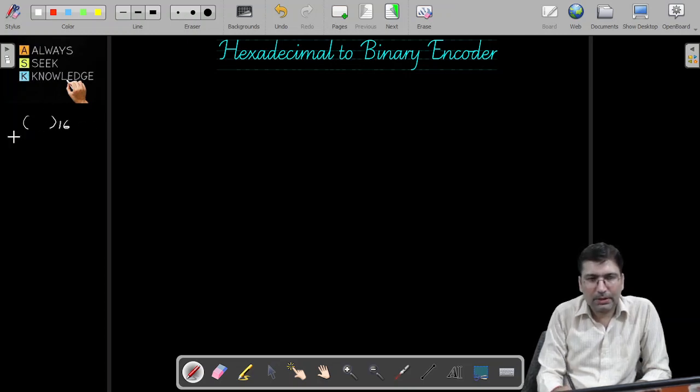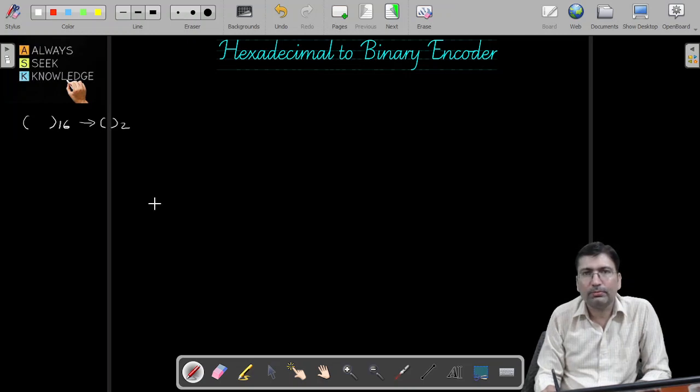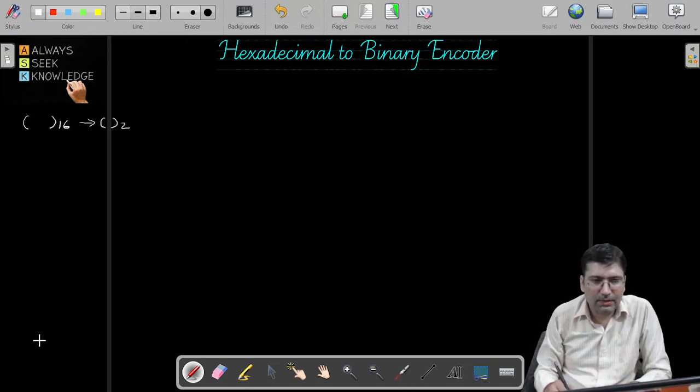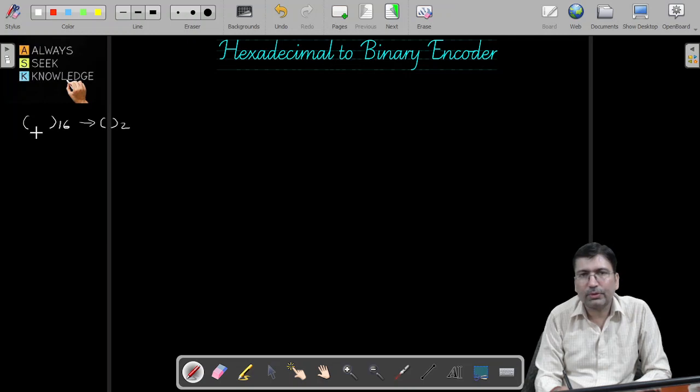So when we convert this into a binary, then in binary we have radix as 2. So that means only two symbols are allowed. Now when we want to convert 16 different values in binary, we require 4 bits. So that is also very well known, right?